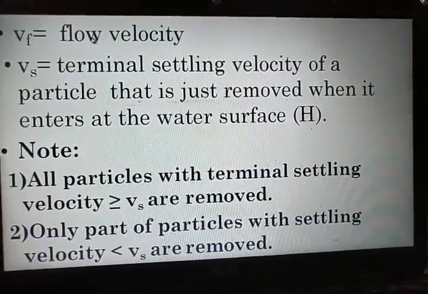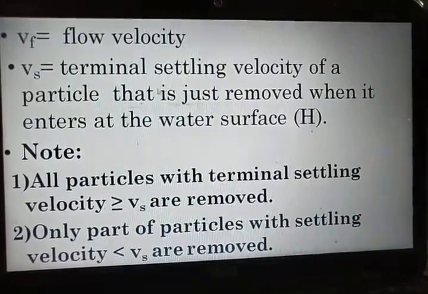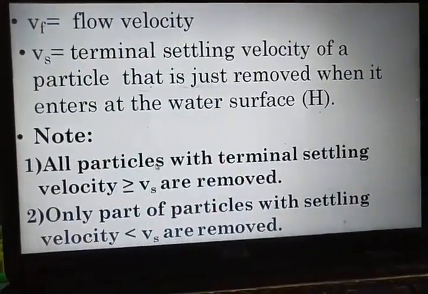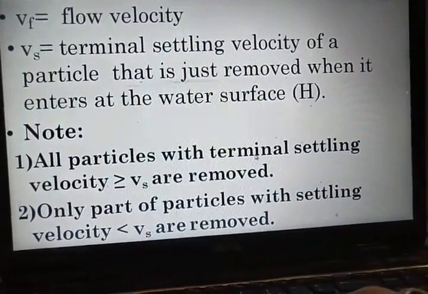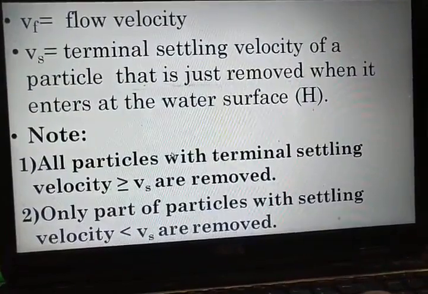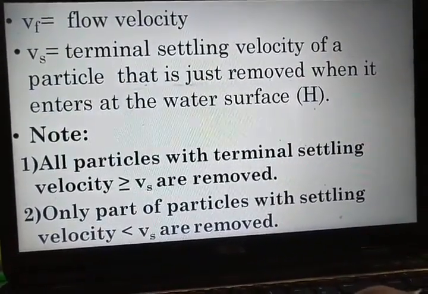So this is what we are talking about: Vf is the flow velocity and Vs is the terminal settling velocity. All particles with settling velocity greater than Vs are removed. That means the settling velocity should be more compared to the flow velocity.